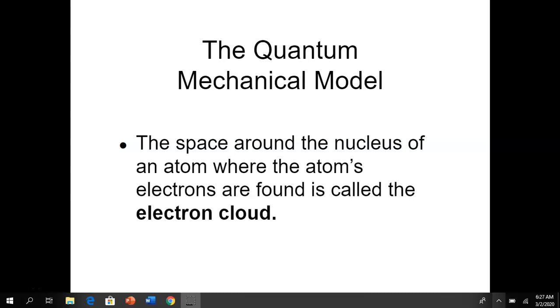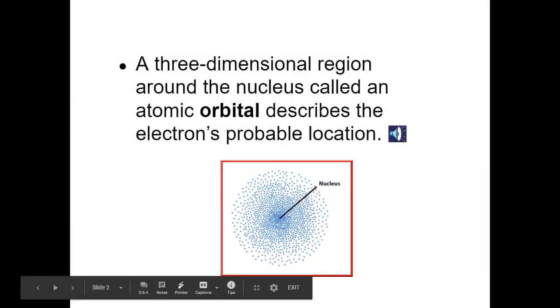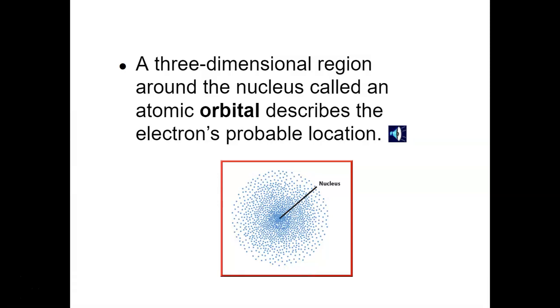So the quantum model looks at the space around the nucleus, where the electrons are in this cloud. So they're kind of more spread out, not defined in rings. There are energy levels as you go, but they're not defined. Rings are defined. These clouds are more abstract. So it's a three-dimensional region versus that two-dimensional one where it was just flat in the rings. It's three-dimensional. It's called an atomic orbital, and that's where our electron most likely will be.